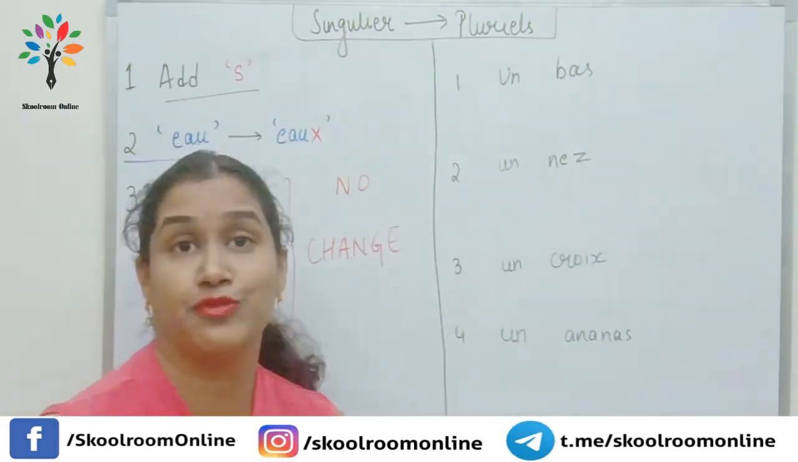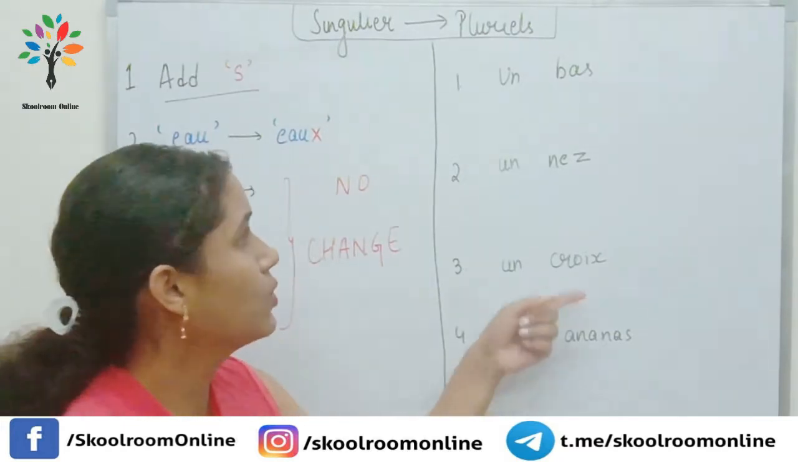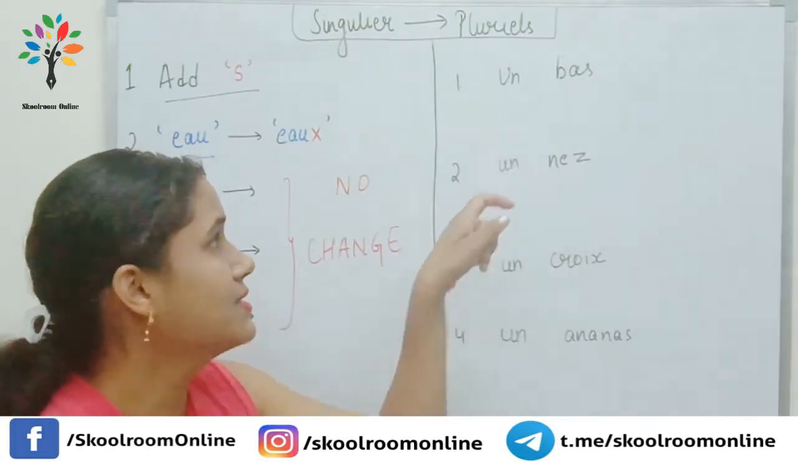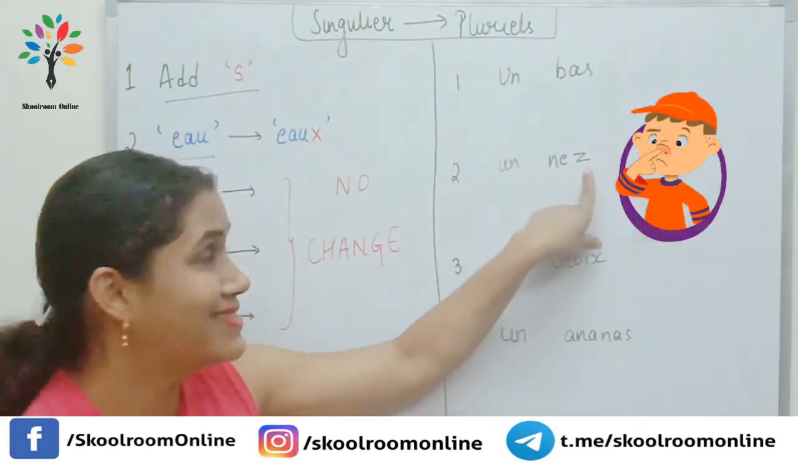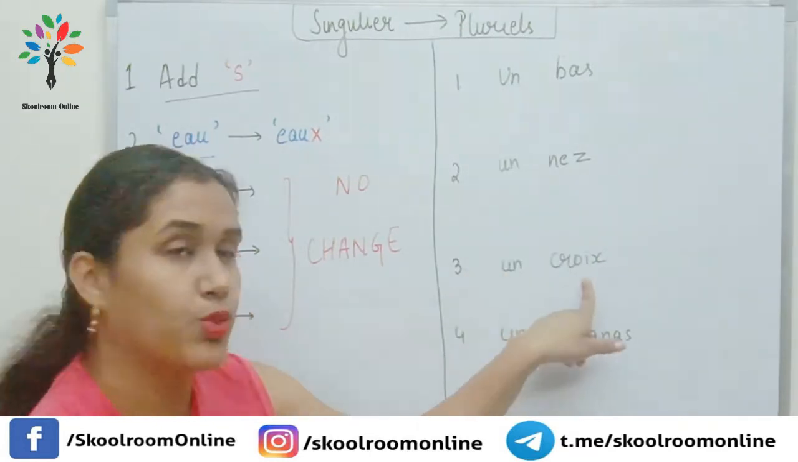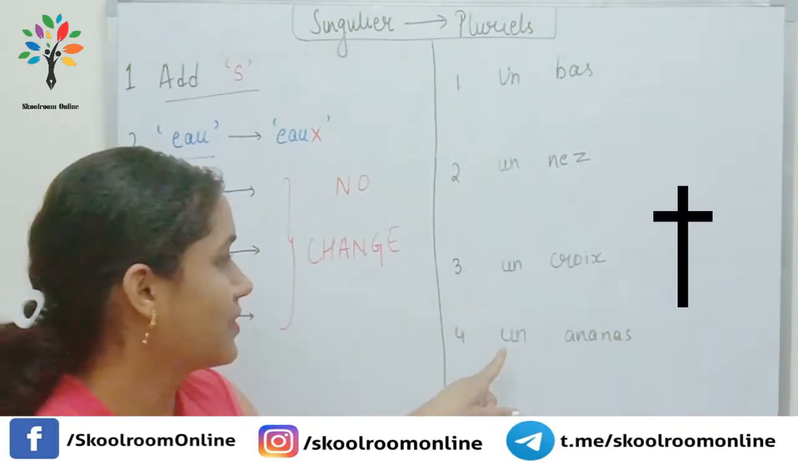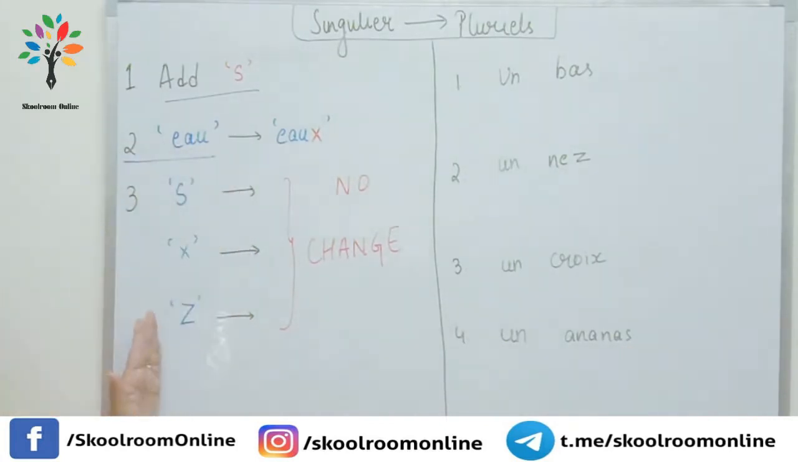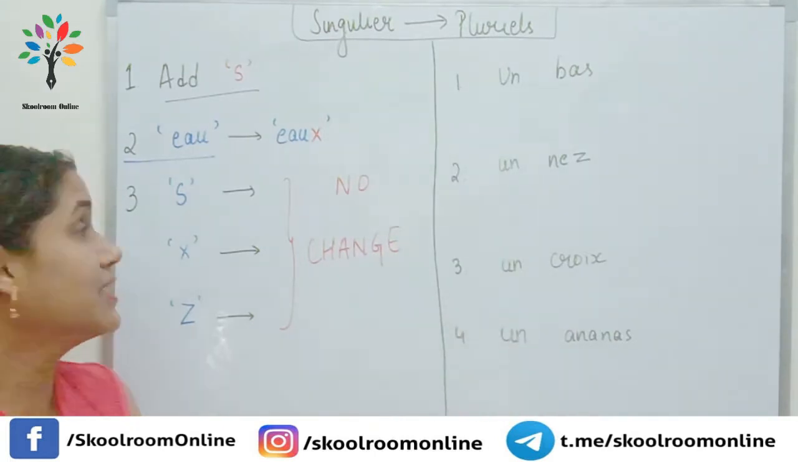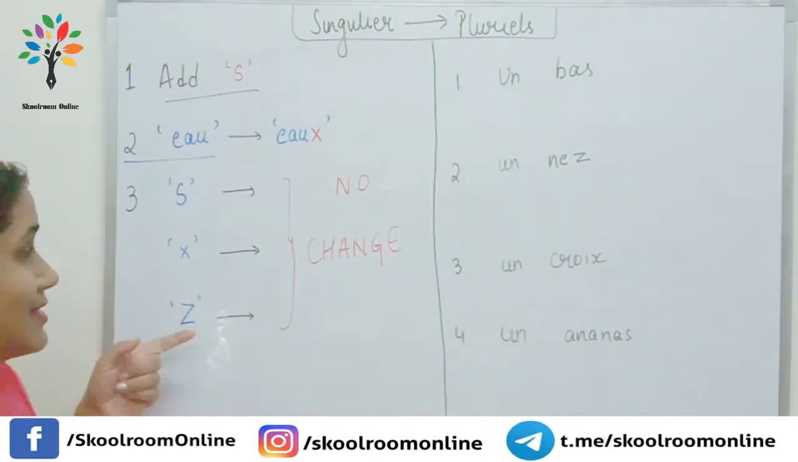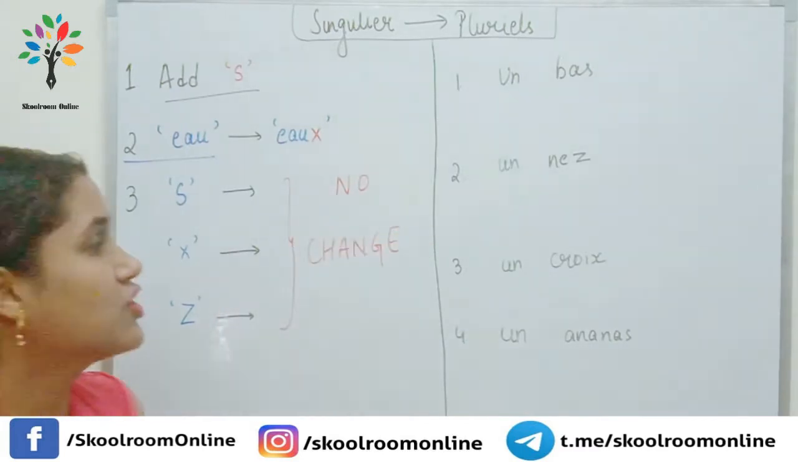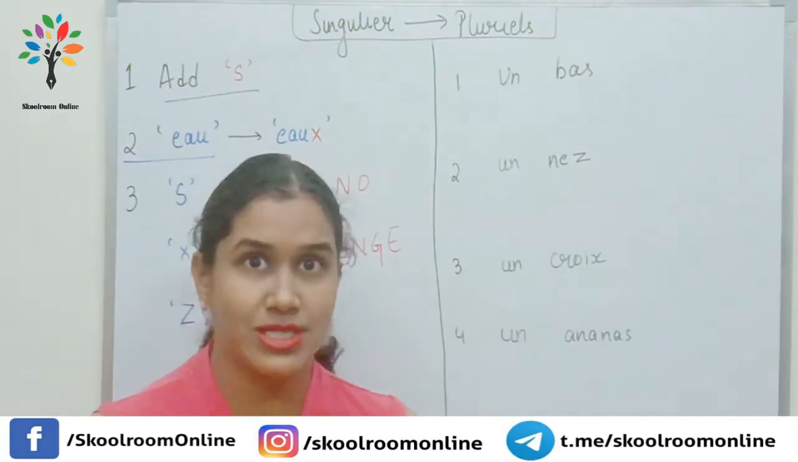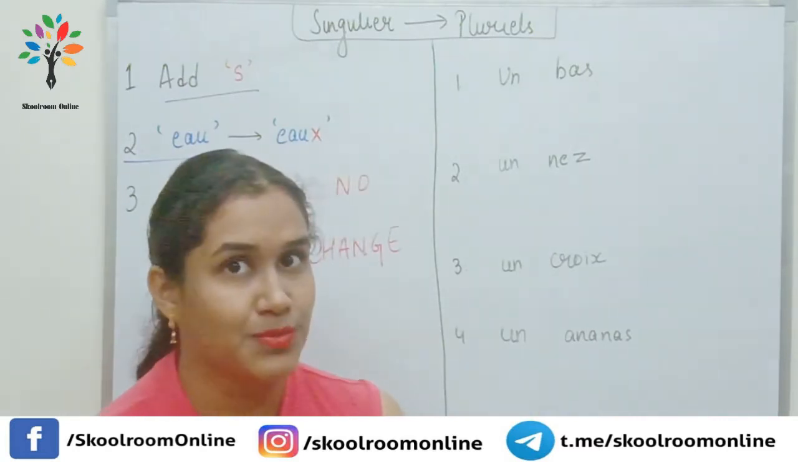So here I have a few words for you. Now if you look at the words, they are ending in S, Z or X: a bras, S; a nez, Z; a croix, X; an ananas, S. So according to the rule, they are ending in either S, X or Z. So when we change them to plural, what will we do? There will be no change in the noun itself. We will only change the article.